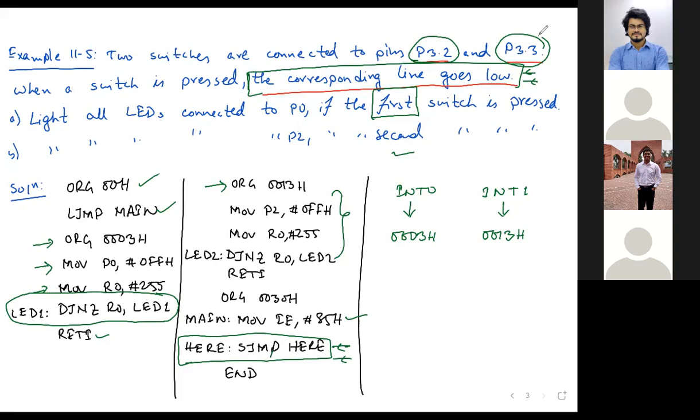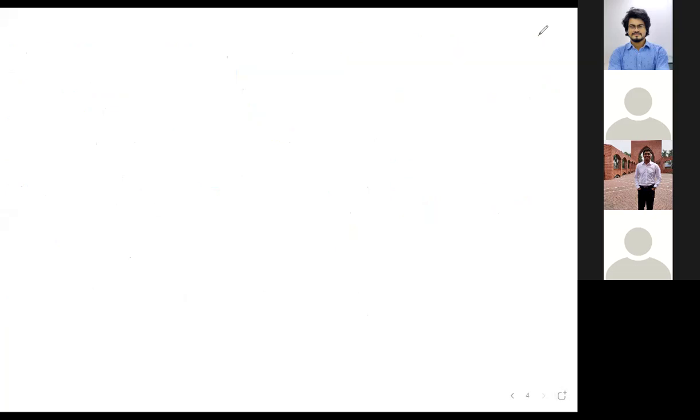Any other question? And what will happen if both are pressed and held? Yes, what will happen if both are pressed at the same time? Okay, I will answer this question in a little bit. Any other question? Okay, if there is no other question, let me move on. I'll give your answer, don't worry.